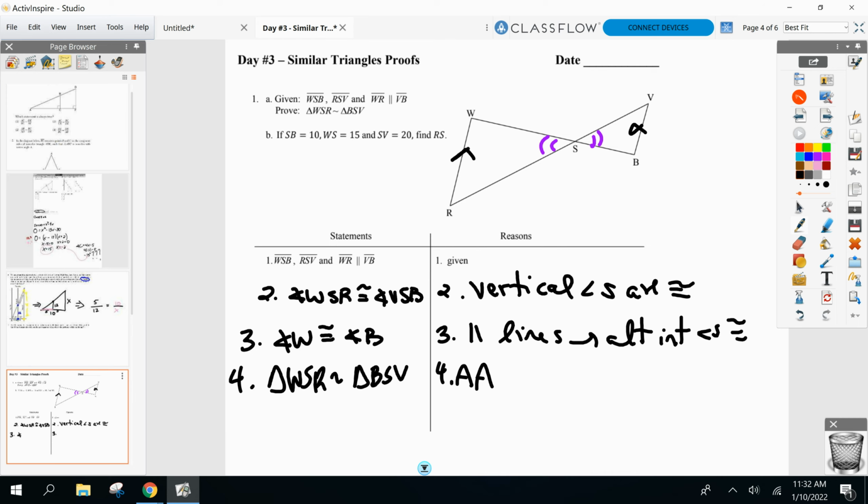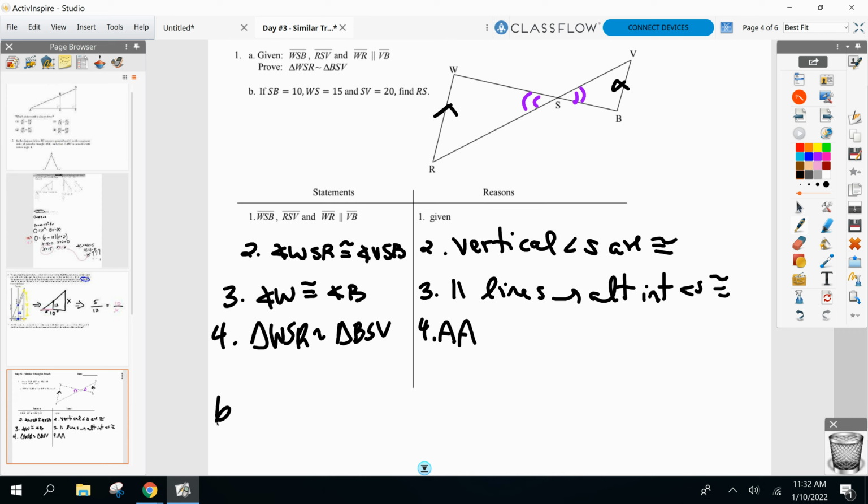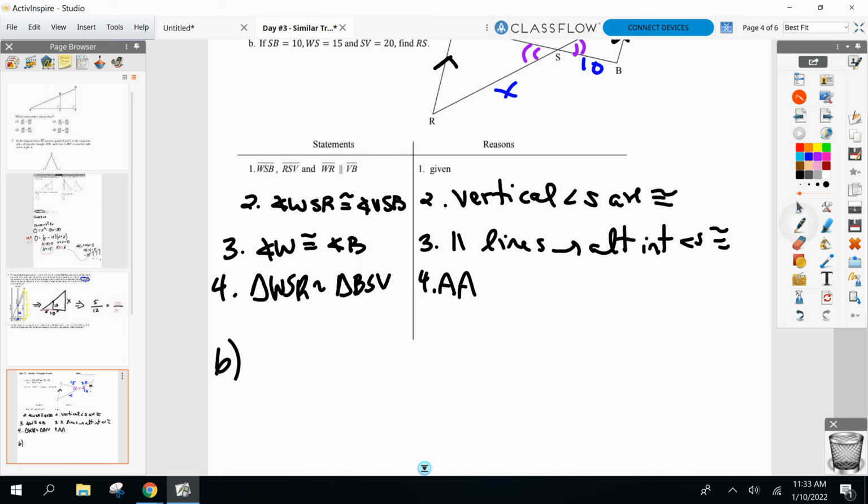All right, there is a part B, which is not part of the statements and reasons. It's just an algebra question I want you to try now. We just proved them similar, so you know these two triangles are similar. SB has a length of 10, WS 15, SV 20. What about RS now? Since they're similar, the sides are in proportion. Create a correct proportion in your group and solve it right now.